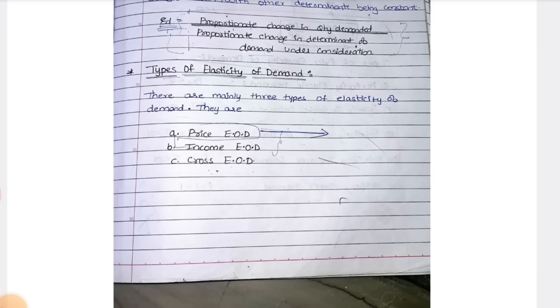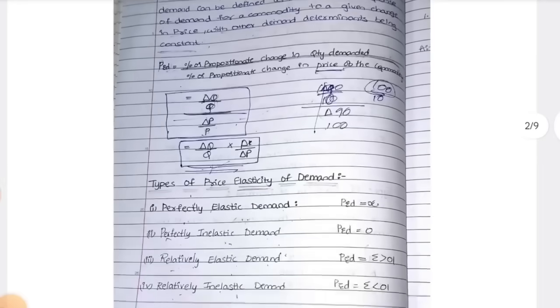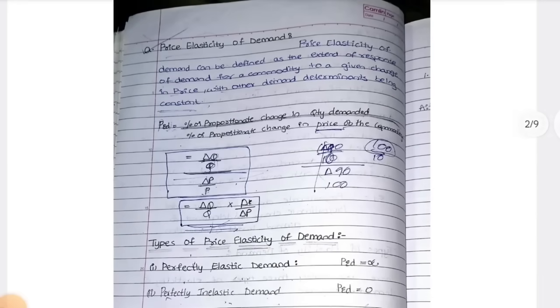Okay, how many types of elasticity of demand are there? There are 3 types: price elasticity of demand, income elasticity of demand, and cross elasticity of demand. These are the 3 types. Price elasticity of demand is the most important; most of the repeated questions are on price elasticity of demand only. So we will discuss what price elasticity of demand is and what different types we have.